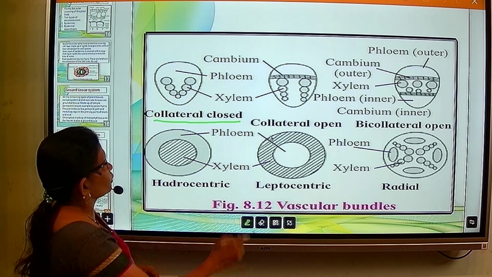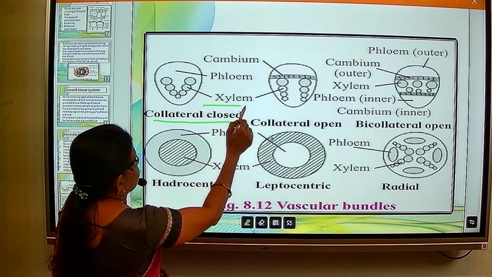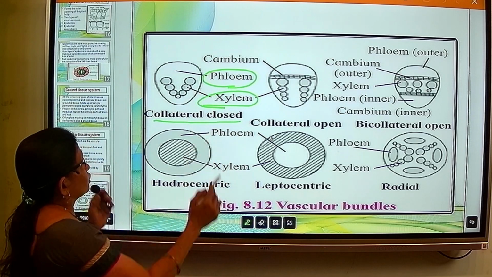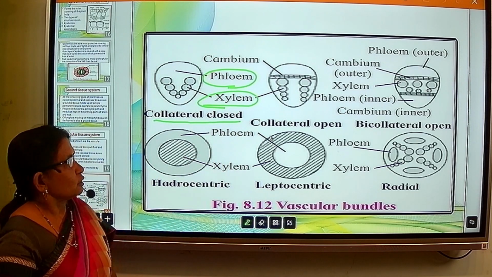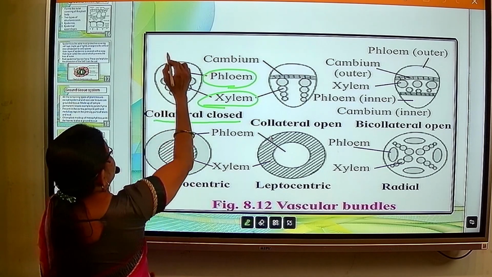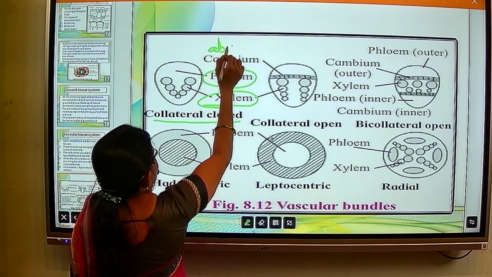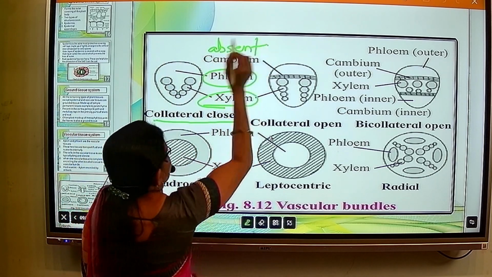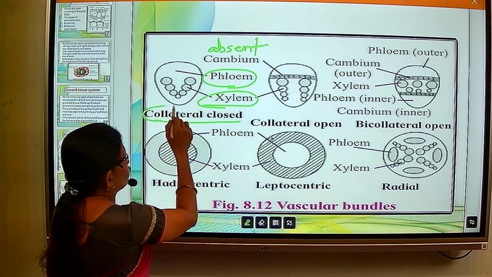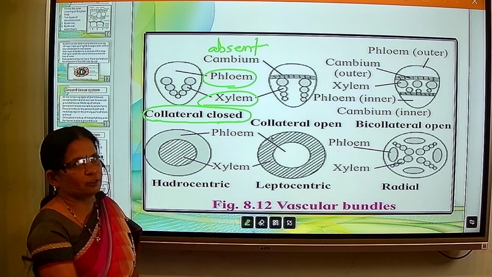Suppose this one is the xylem and this one is the phloem. These are laterally arranged and cambium is absent. Cambium is absent. So this is called a collateral closed vascular bundle.